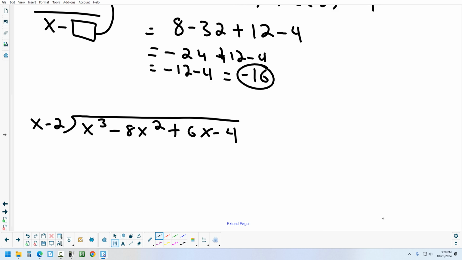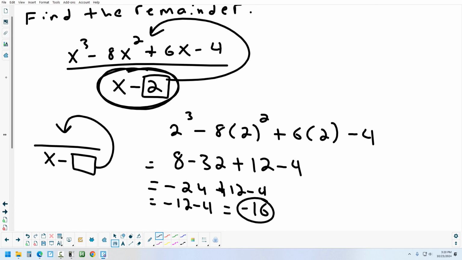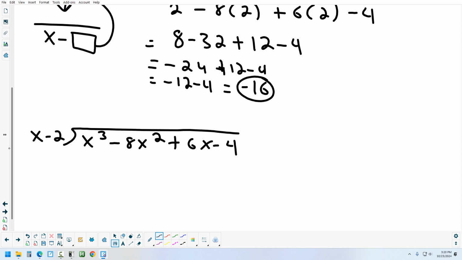All right, so now we're going to take the same problem that we just had, and we found the remainder, but let's do long division just to practice, and that'll give us the quotient and the remainder. We should get a remainder of negative 16 when we do this. So long division, we're going to start with x cubed divided by x. That's x squared. And when we multiply that back out, what do we get? x cubed and then minus 2x squared.